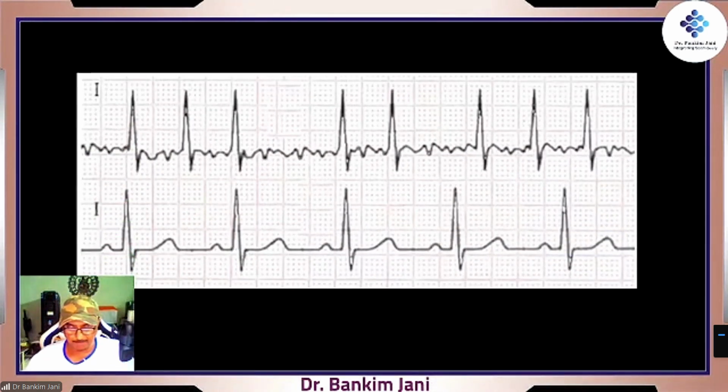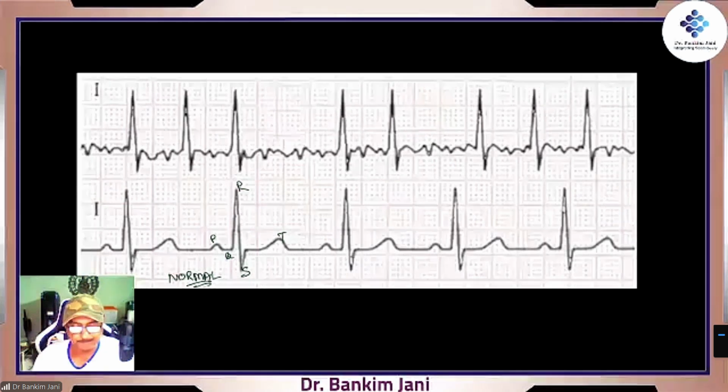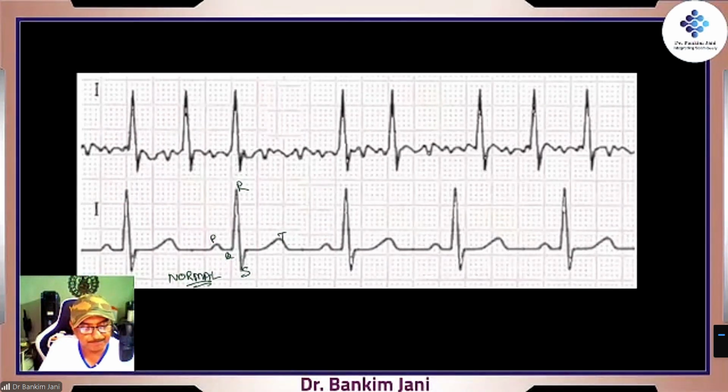Let's see the ECG. Now we see the ECG with respect to a normal ECG. Now see, this is a normal ECG, right? These conditions, atrial fibrillation and atrial flutter, are like split second. You can find it very easily. See how beautifully P, Q, R, S, T is constantly following. Look at this.